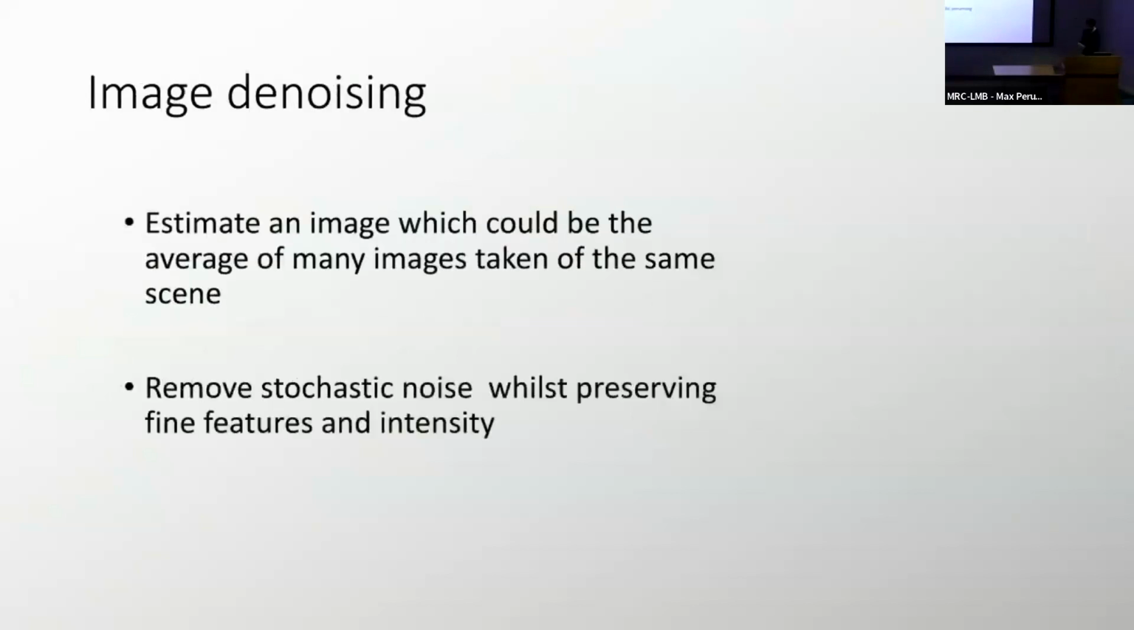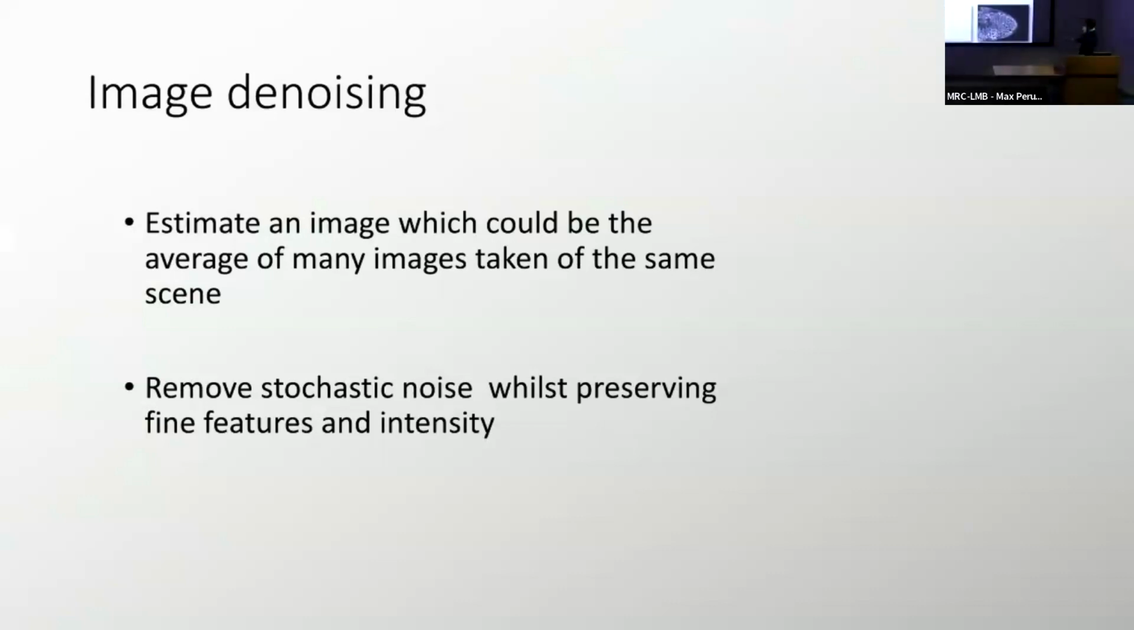So once we have noise, we can characterize it. We want to remove it to get an idea of what the image is without this noise, which is a stochastic process. It has nothing to do with the background, it's just stochastic. If we had taken the image twice and taken the difference, we would have only the noise, if nothing moved. So what we want to do is remove the stochastic noise while preserving fine features and intensity.